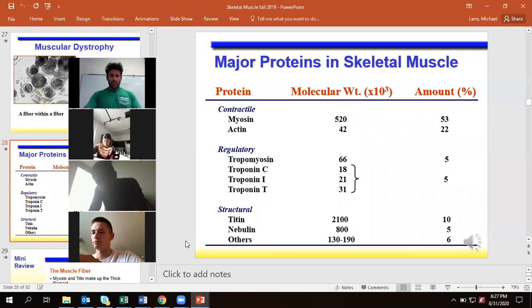Now, if we're going to look at the molecular weight of some of these proteins, notice once again how big myosin is and how it's going to make up the vast majority of the protein in skeletal muscle. Actin is still going to make up a component.